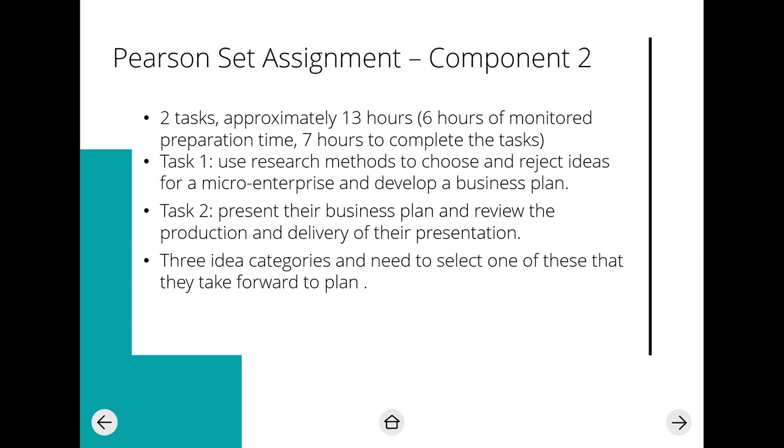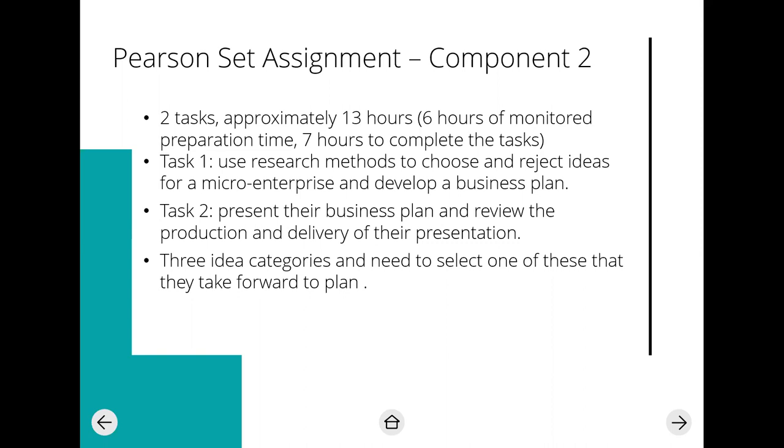In terms of the two tasks, the first task is about choosing and rejecting ideas for a micro-enterprise. This first task is actually split into three parts, and again, each part has 12 marks to it. Two parts of this are for the business plan. One part of it is for the choosing and rejecting ideas. Now, in the legacy, we used to have three ideas. Now you have two ideas and they then dismiss one, reject one, give reasons for why, and they then choose to take one forward.